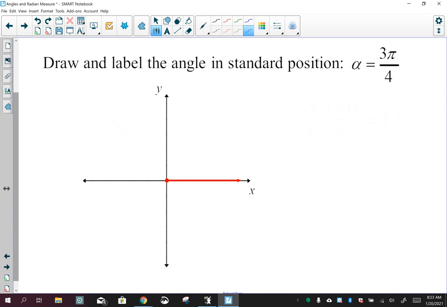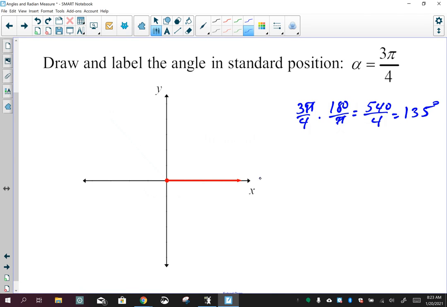So now this one we have 3 pi over 4. So we have 3 pi divided by 4 times 180 over pi. Those pi's will cancel out. So that gives me, what is that, 540 over 4. And so 540 over 4, 4 goes into 5 one time, 14, 14 and 4, that's 3. So we're looking at 135 degrees.